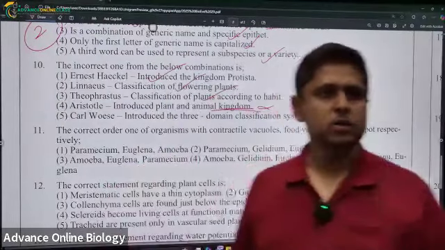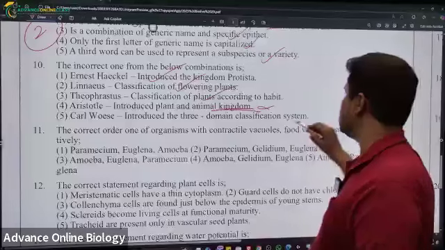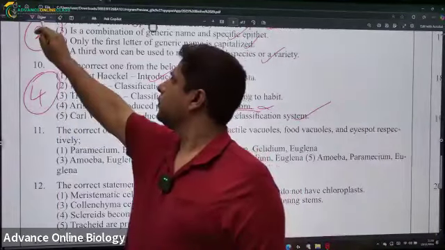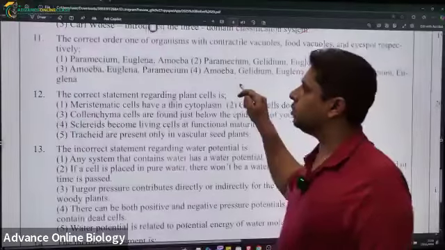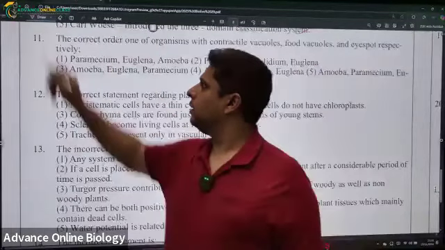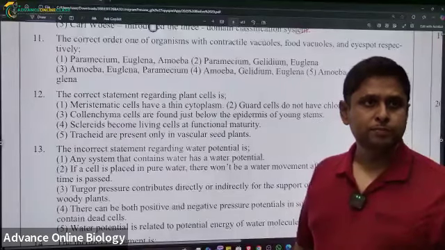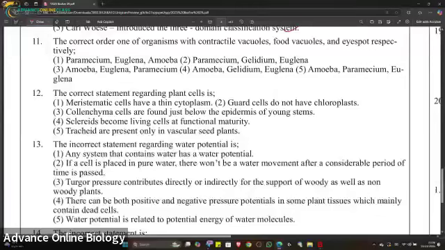Then Carl Woese introduced the three-domain classification system. Yes, so we have the answer, the fourth one, for question number 10. And then, people, we are moving to question number 11. Question number 11: the correct order of organisms with the contractile vacuole, food vacuole and eye spot respectively.